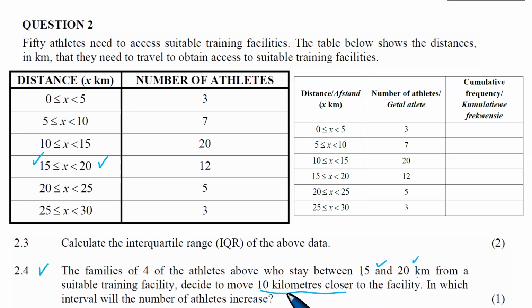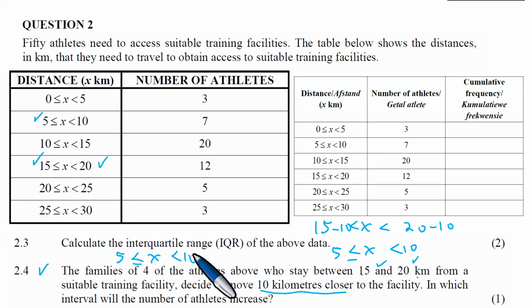Because they actually decide to move 10 kilometers closer, it means you take the 15 and the 20, and 10 kilometers closer, you subtract 10. Which means you're going to have what exactly? 5 to 10. So in which interval will the number of the athletes increase? They will increase in the 5 to 10 interval.